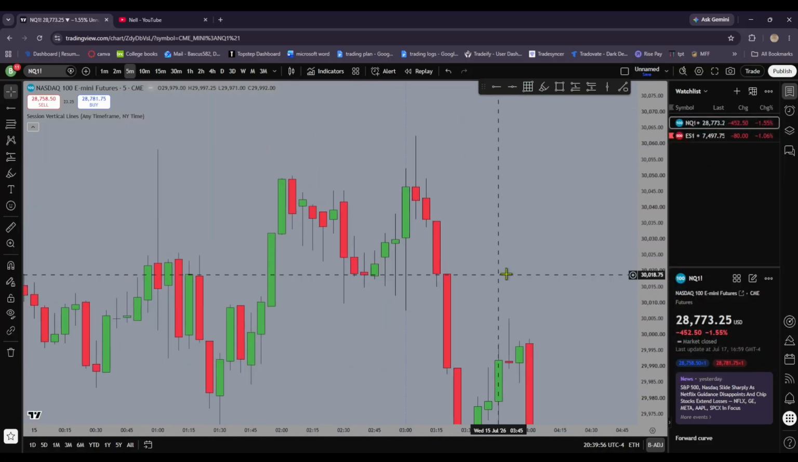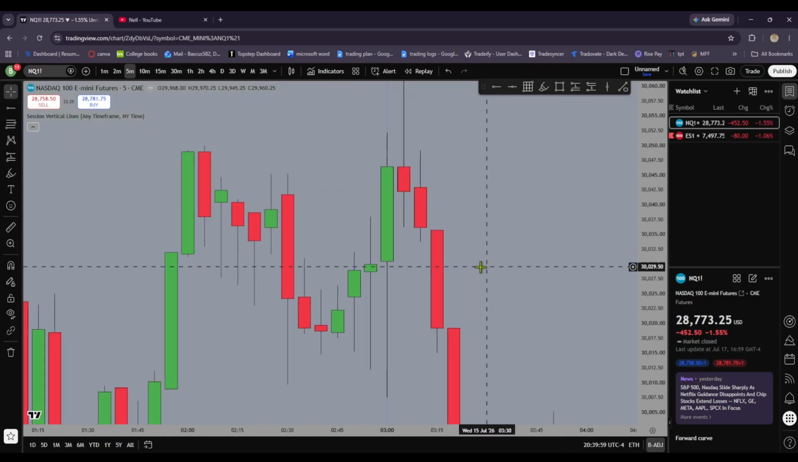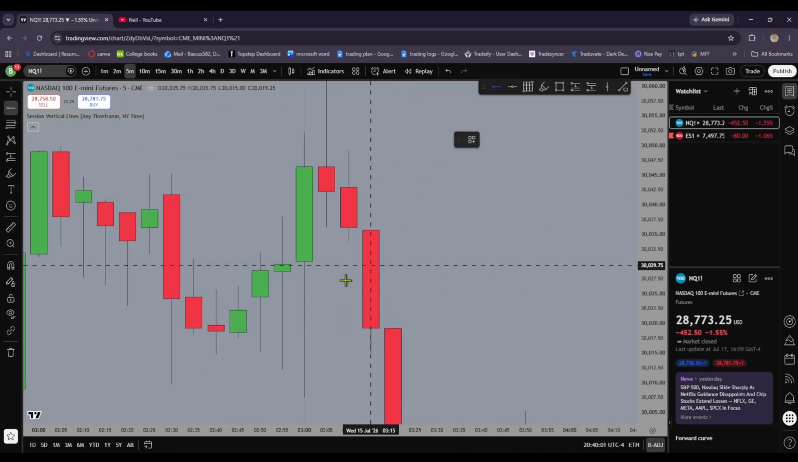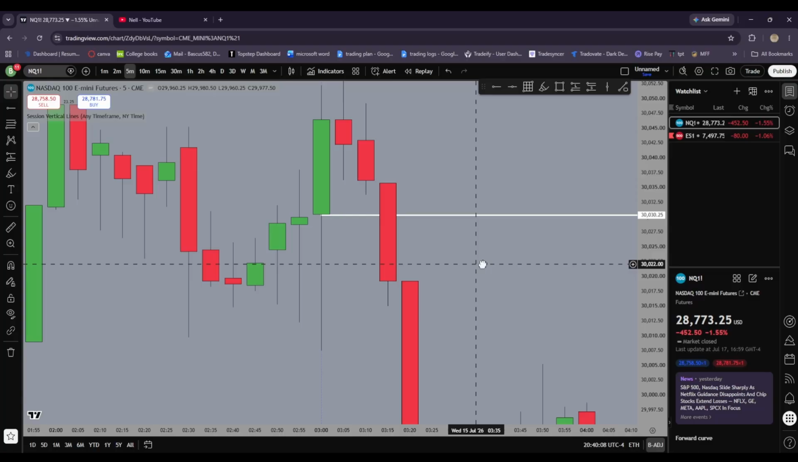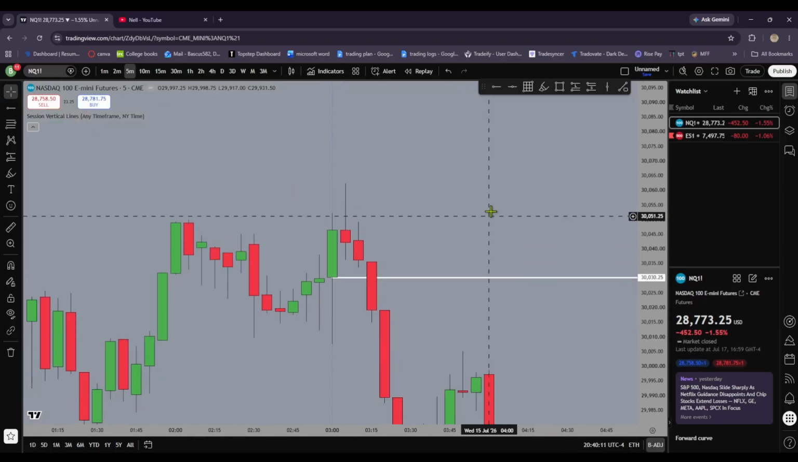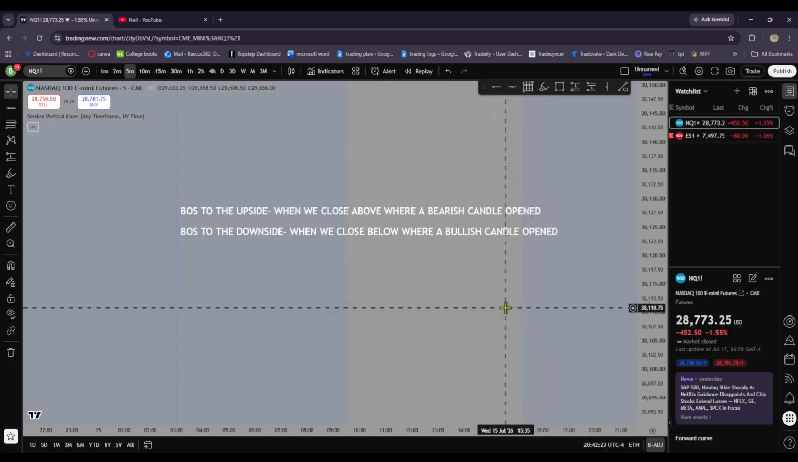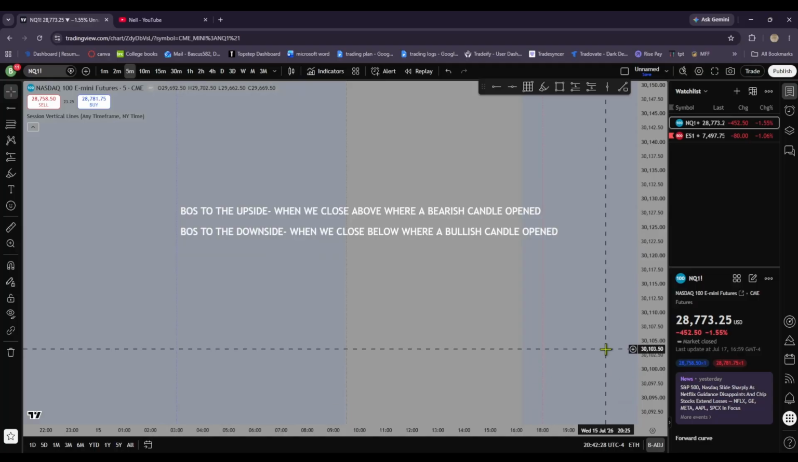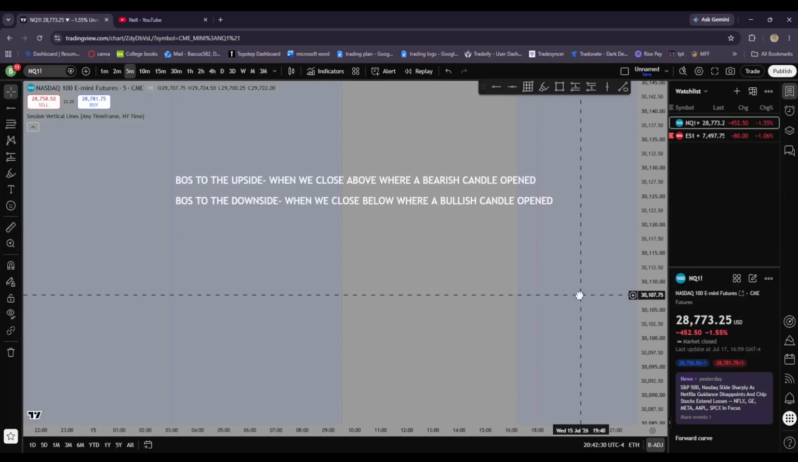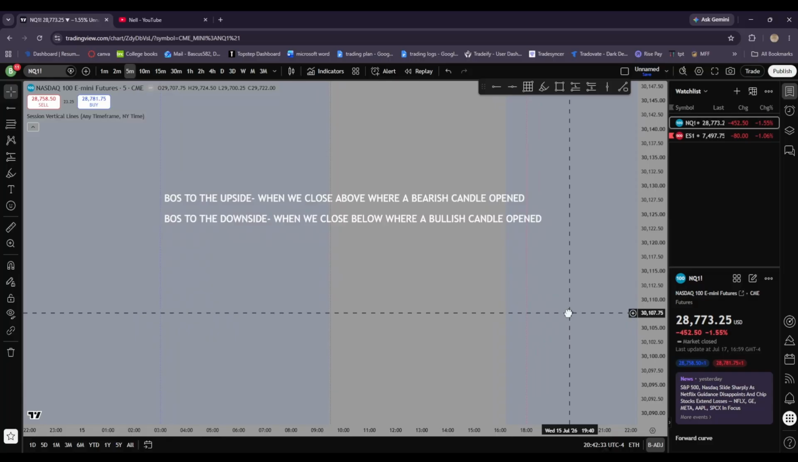It's pretty simple. There's no complex answer here. And you guys can take notes on this as well. Break of structures are a confirmation that we may continue in the direction that we broke. I'm going to write that down for you guys. All right, guys. So simply put, a break of structure to the upside is when we close above where a bearish candle opened, and a break of structure to the downside is when we close below where a bullish candle opened.